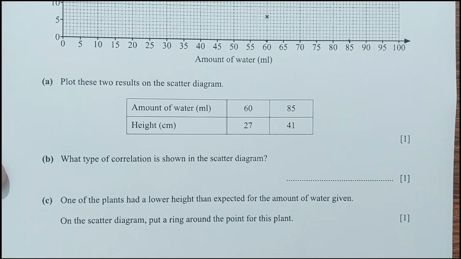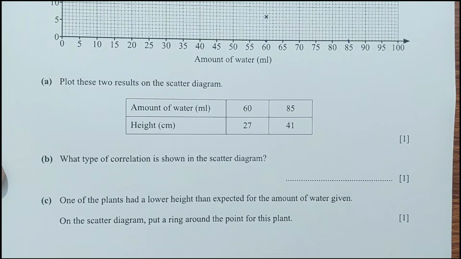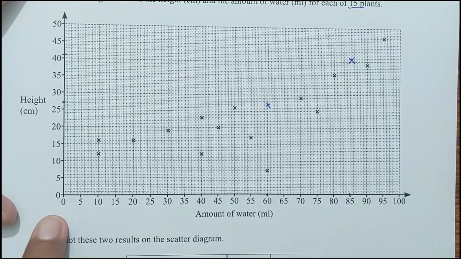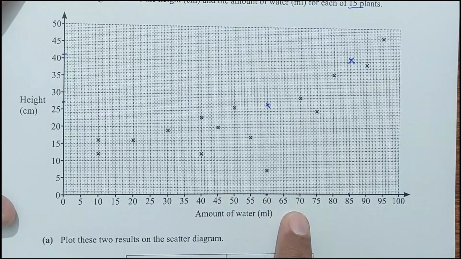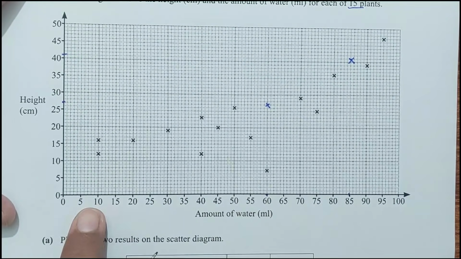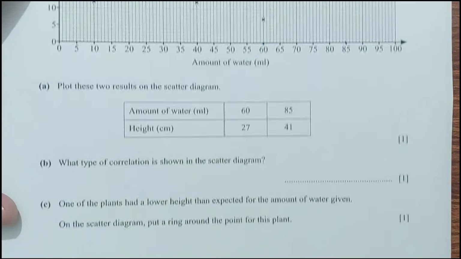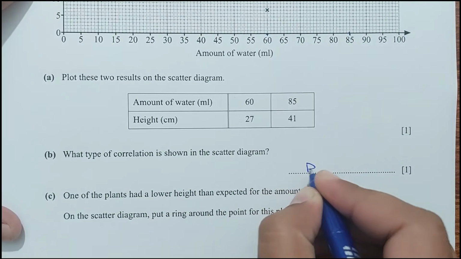Now for part B, what type of correlation is shown on the scatter diagram? Okay, so on the scatter diagram, when the amount of water increases, the height increases. Right, so you can see the height also increases. So it is a positive correlation.